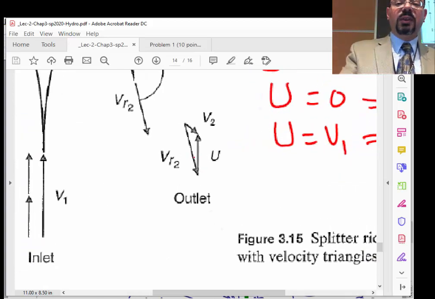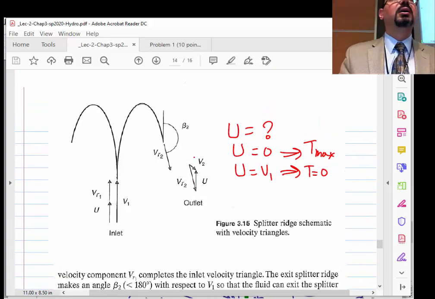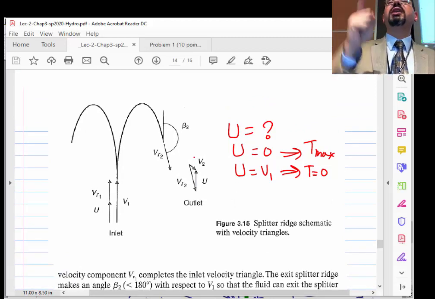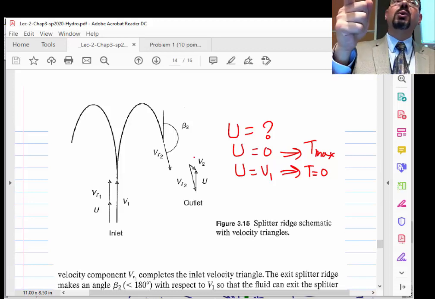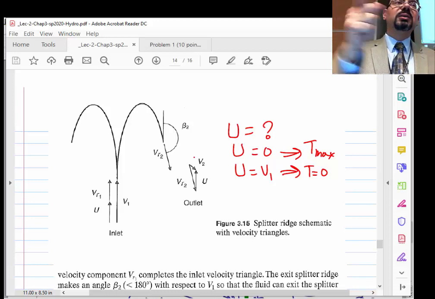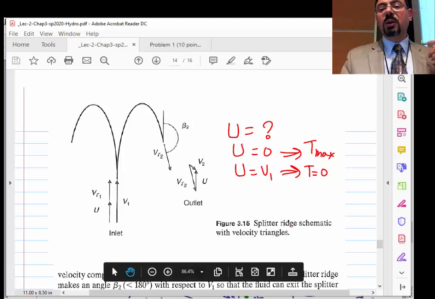Does this graph or this velocity diagram make you happy in any way? V2 is very small. Not just very small, V2 can, if we are really careful, we can make V2 0. Okay? We can make V2 0. Let's see how that's going to work.